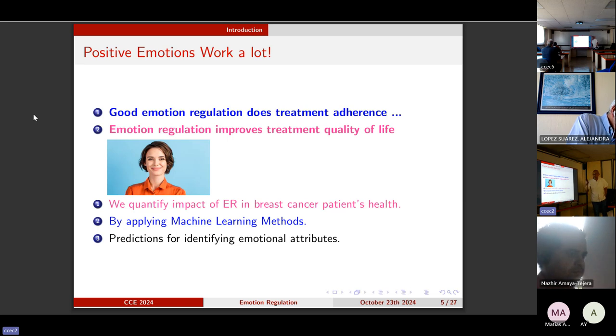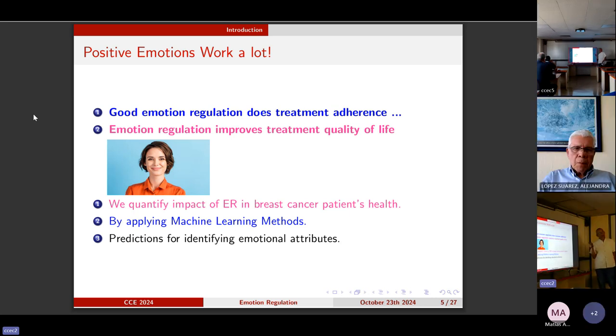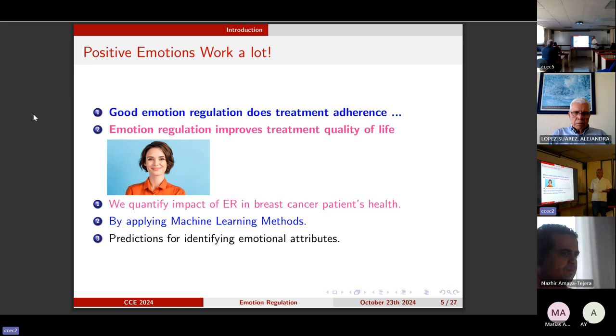People who have analyzed this say that positive emotions help a lot, particularly with emotion regulation, in treatment adherence, because the patient is positive about herself. Emotion regulation, which means positive emotion handling, improves treatment and quality of life. For skeptical people, and for confident people who wish for numbers, we quantify the impact of emotion regulation in breast cancer patients by applying machine learning methods for predictions, to identify the emotional attributes that work.